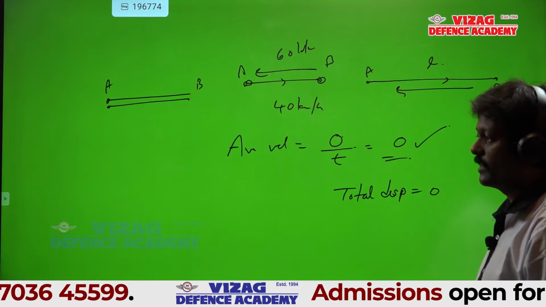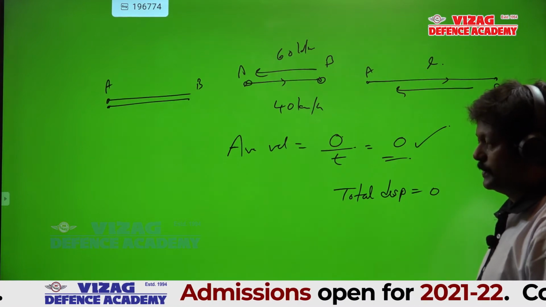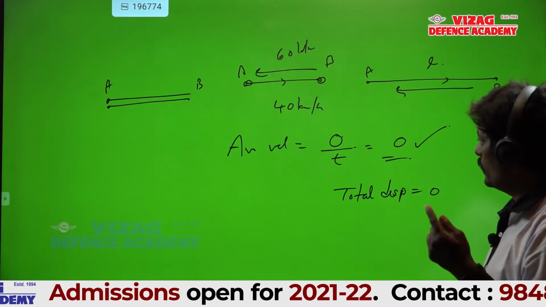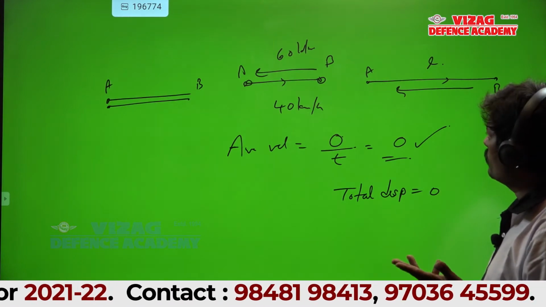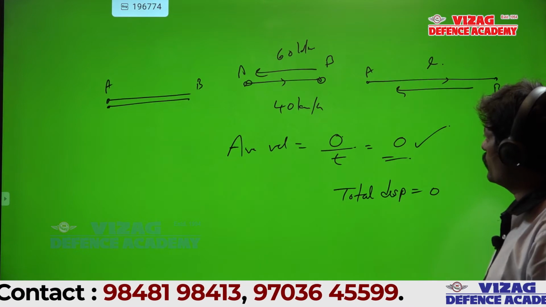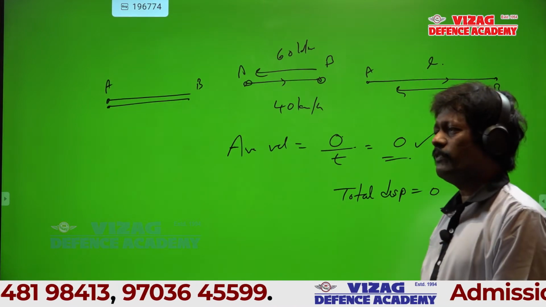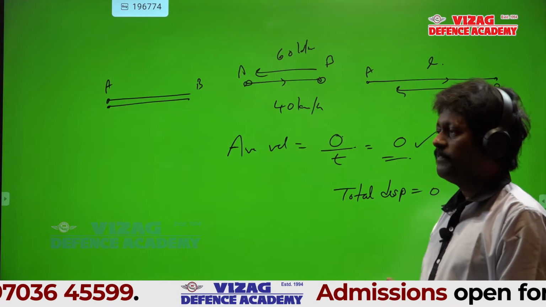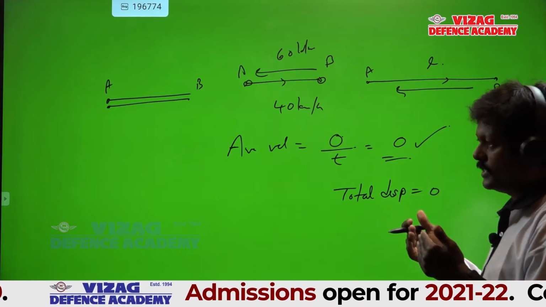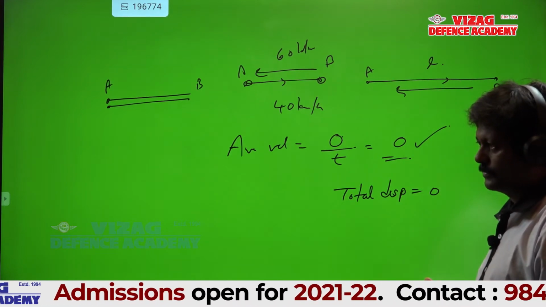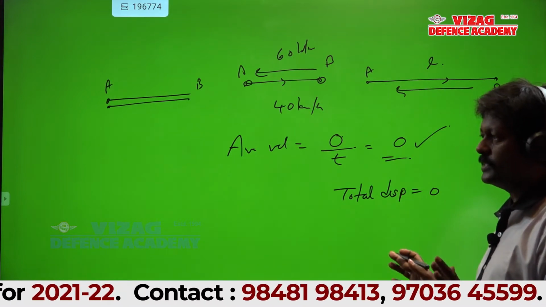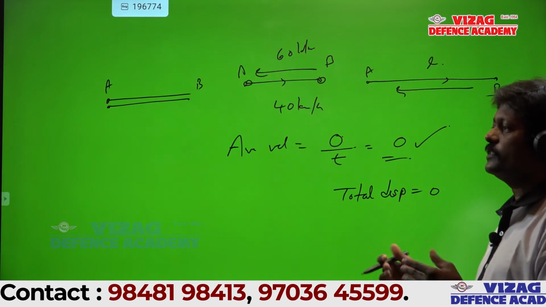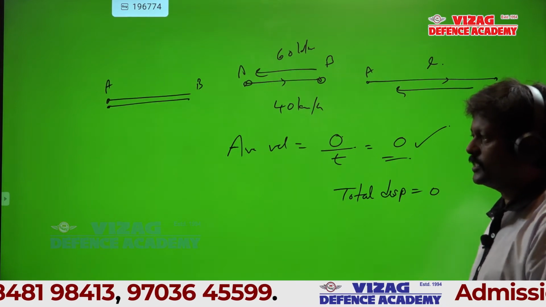Speed is a scalar. Why? You may have a doubt. Sir, the car is going with some velocity and came back with some velocity. How are you telling that average velocity is 0? When the car returns back to the initial position, there is no displacement. That means it's understood that average velocity is 0. It is in the initial position.